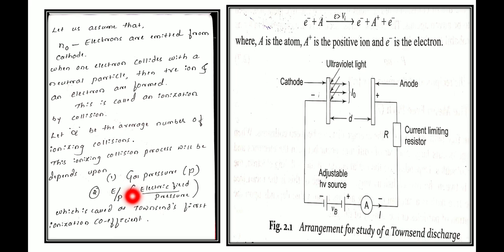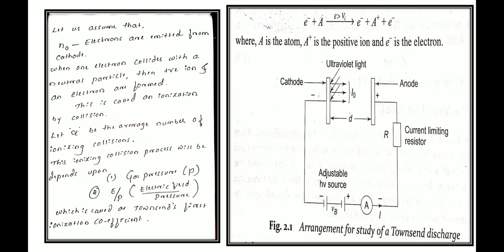So this is going to be called what? Townsend's first ionization coefficient. I hope this is clear to all of you. First, nothing I had considered here. Basically the Townsend's current growth equation is mainly for the analysis of the ionization process.